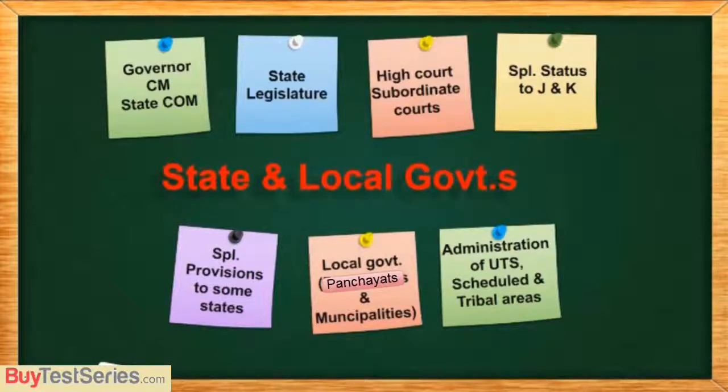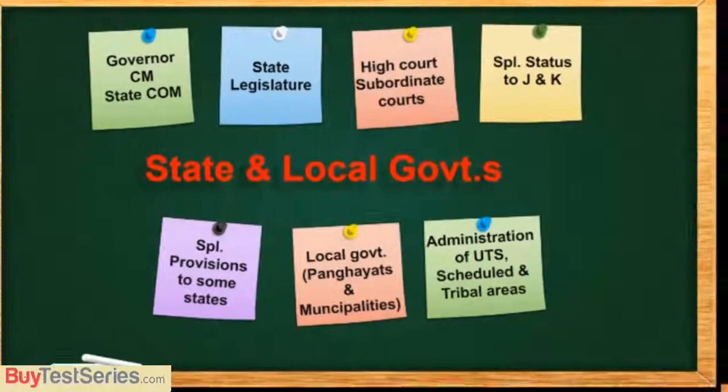So if you see, governor, CM, state council of ministers about 1.5 hours, state legislature about 1 hour, high court and subordinate courts about 1 hour, and special status for about 1 hour. So that is 4.5. Then special provisions about half an hour, 5 hours, panchayats and municipalities 2 hours, 7 hours, administration of UTs and scheduled tribal areas about 1 hour. So this part will take about 8 hours. 5 hours you invest on the constitution, 6 hours on the union government, 8 hours on this part. So almost 19 hours we have spent till now. Getting me?